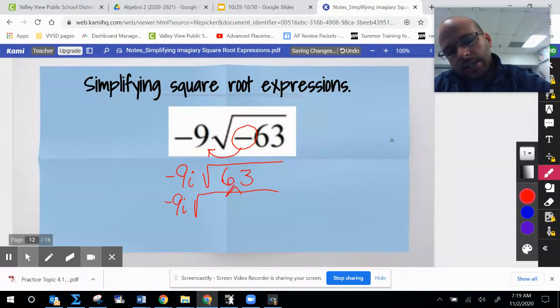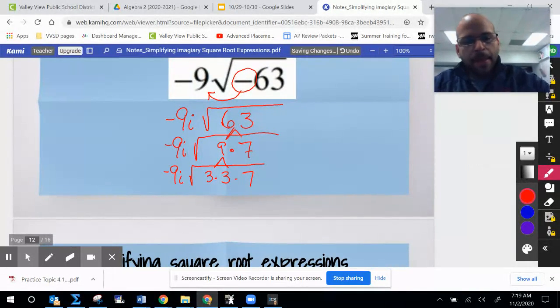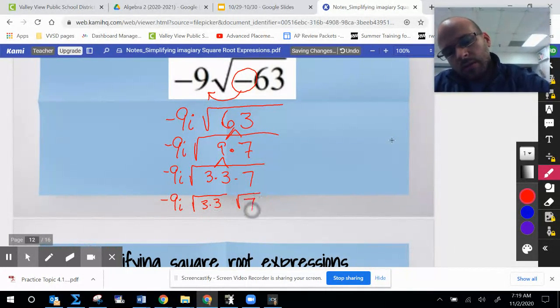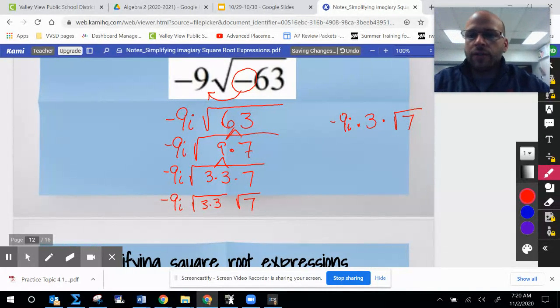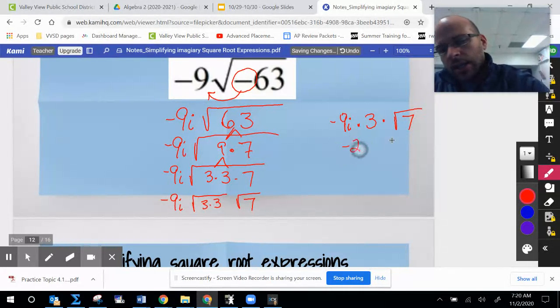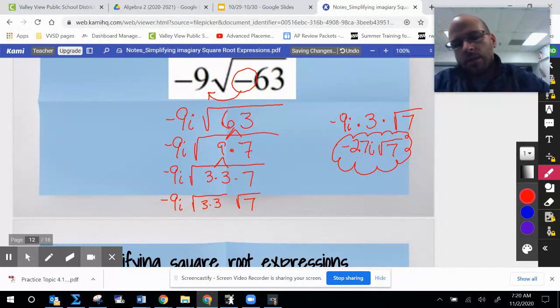Now I have a negative 9i. I'm going to break apart the 63 into 9 and 7. I can break the 9 down further into 3 and 3. I can now separate my radical, which gives me, I ran out of room, but negative 9i times 3 times the square root of 7, right? Because we can reduce that first radical. And I get a negative 27i square root 7 is my answer. Okay.